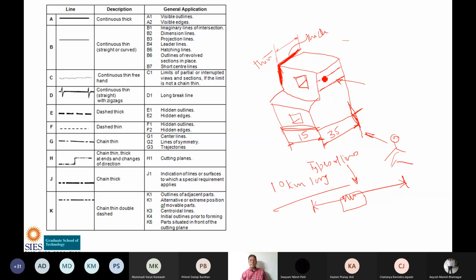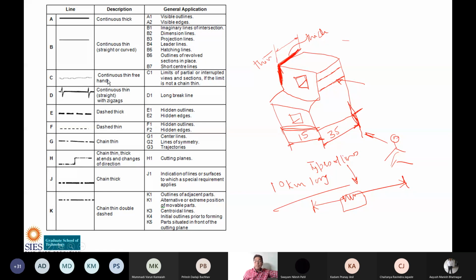So to differentiate between that, we need to use something dotted line. So you can see here, there are various types of lines. There is a continuous thick line. Then there is continuous thin line. There is continuous thin freehand line. Then there is continuous thin straight with zigzag line. Then there is dashed line, there is dash thin line. Then there is chain line, chain thick, and all that. So these are the types of lines. Each type of line has its importance, and that is used for that purpose, at that place only.